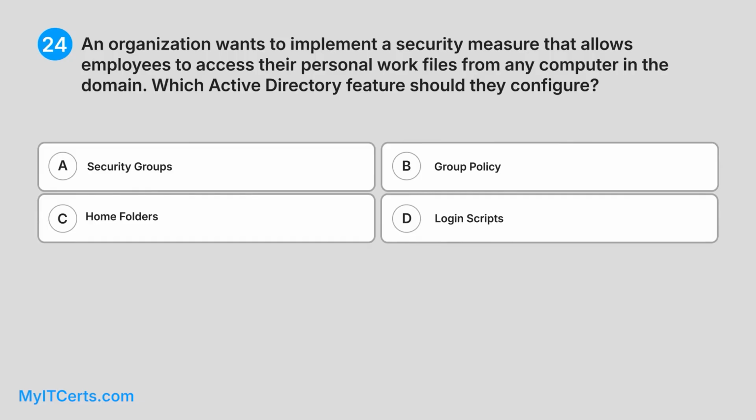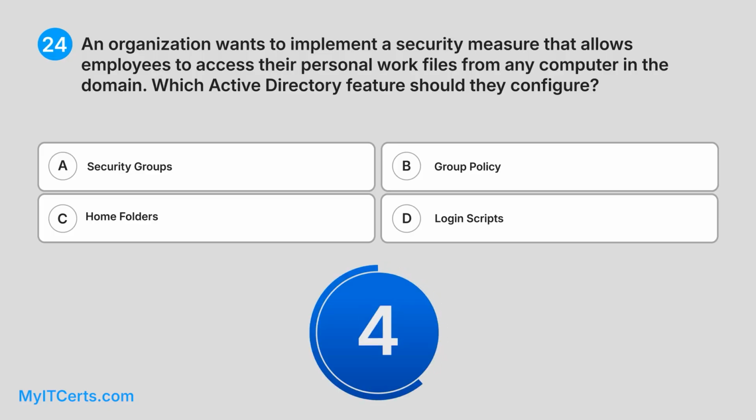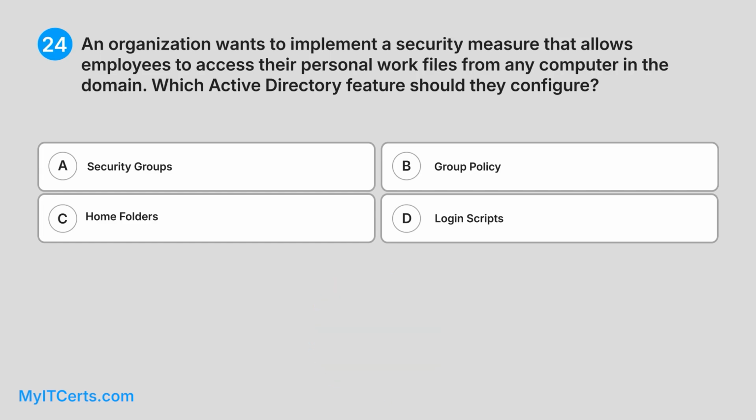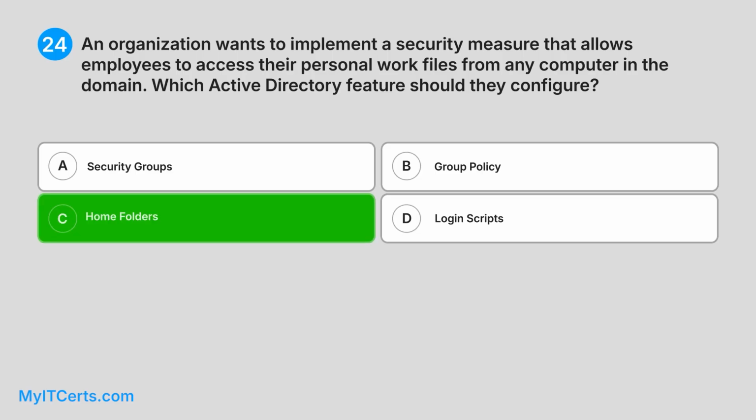24. An organization wants to implement a security measure that allows employees to access their personal work files from any computer in the domain. Which Active Directory feature should they configure? A. Security groups. B. Group policy. C. Home folders. D. Login scripts. Can you guess the answer? Correct answer: C. Home folders.